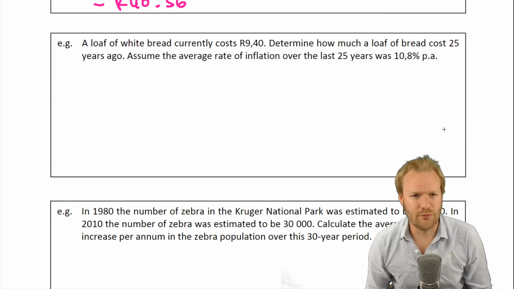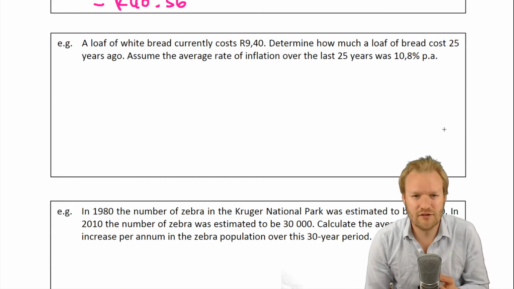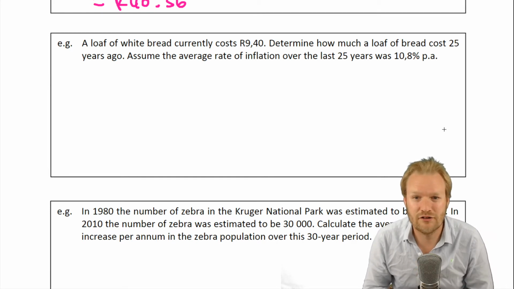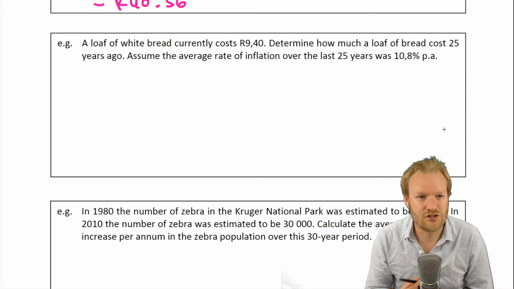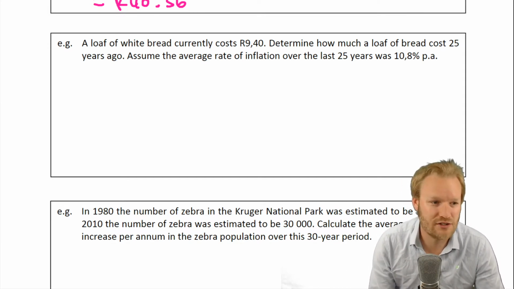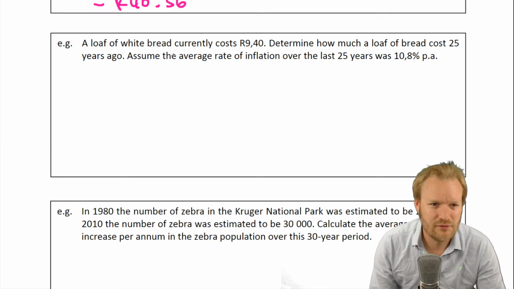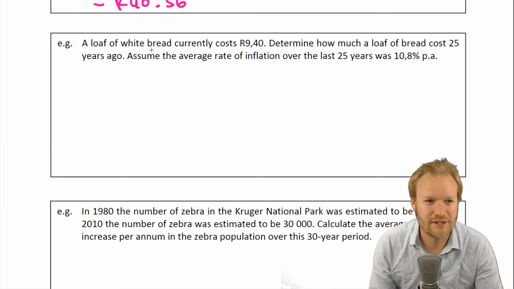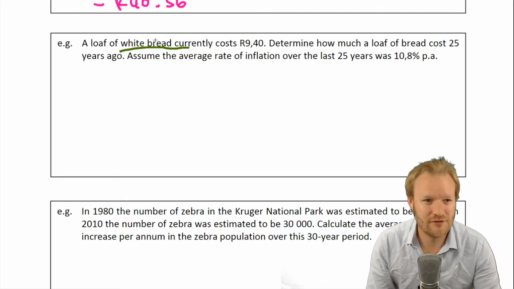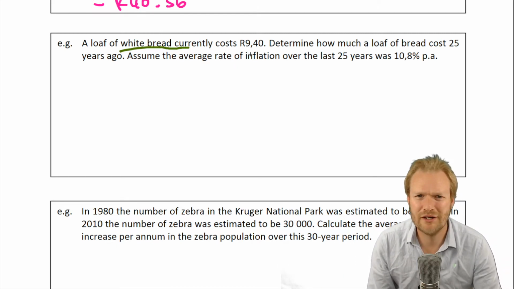A loaf of white bread currently costs 9 Rand 40. Determine how much a loaf of bread, presumably the white loaf, was 25 years ago. Assume the average rate of inflation over the last 25 years was 10.8%. Okay, so we've got our bread. It seems arbitrary that we're focusing on white bread, but I don't know. Some of these things are government subsidized. I don't know if white bread is brown bread. I don't know. Let me know.